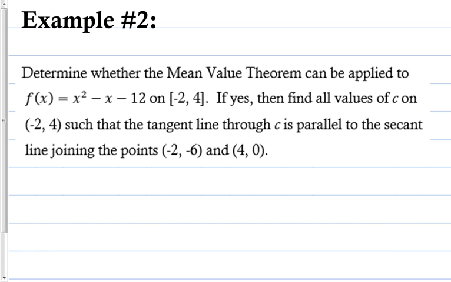All right, example 2. Determine whether the mean value theorem can be applied to this function here. They gave us the interval. If yes, then find all values of c on the open interval from -2 to 4 such that the tangent line through c is parallel to the secant line joining the points -2, -6, and 4, 0.